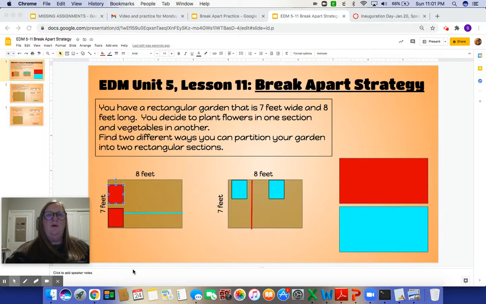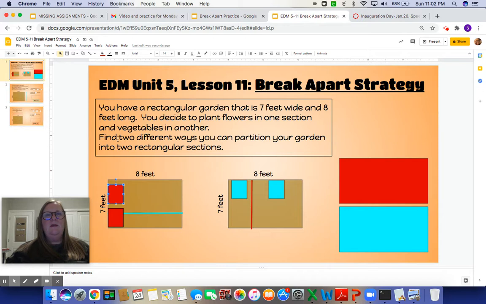Today we are working on Unit 5, Lesson 11, the break apart strategy. This is a great strategy to learn, especially as you're trying to memorize and learn those higher math facts for multiplication, like the 7s, 8s, 9s. It's a way to break those apart into smaller helper facts that will help you solve the problem.